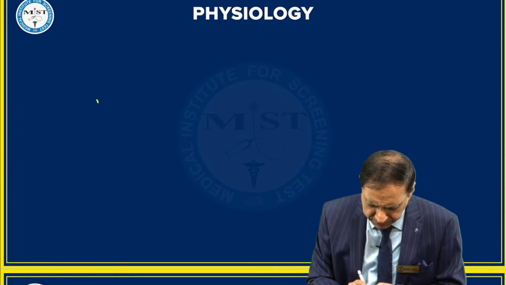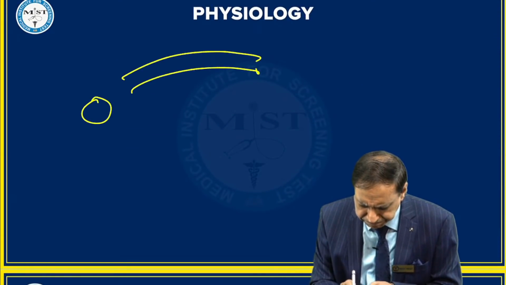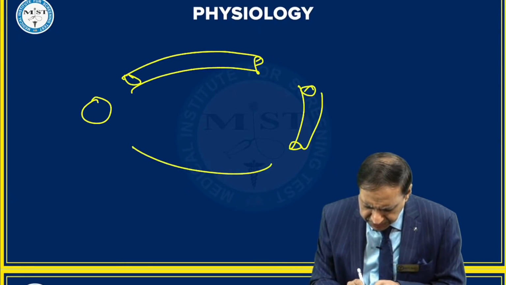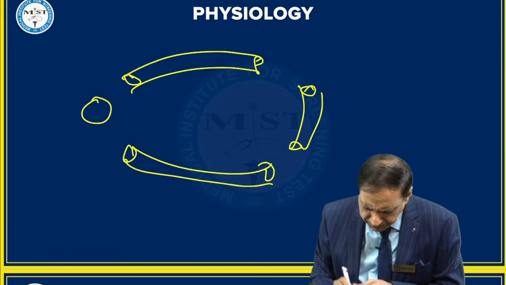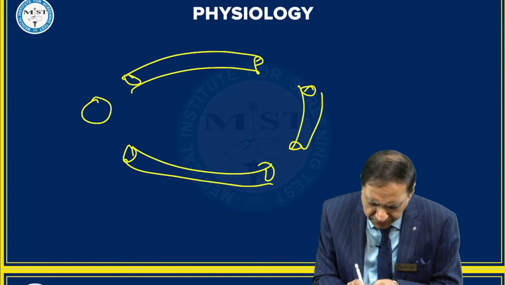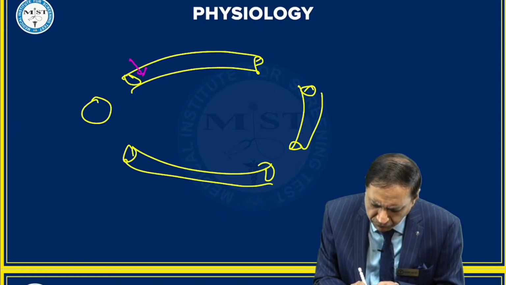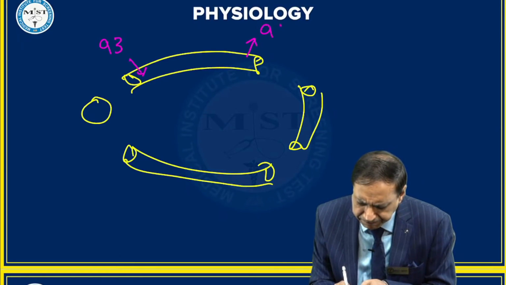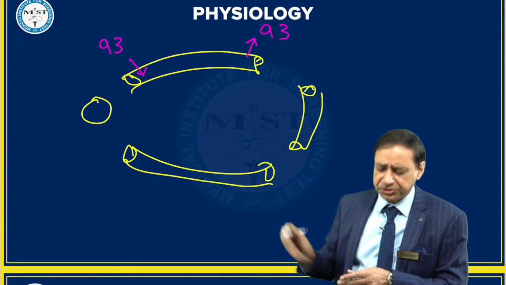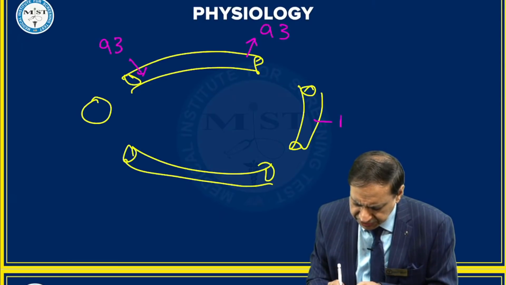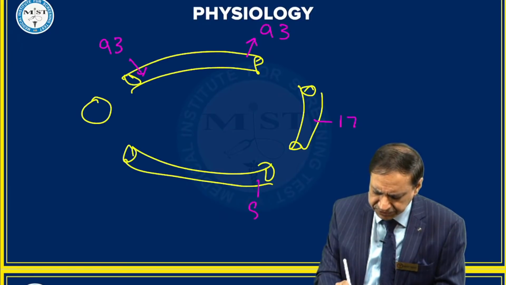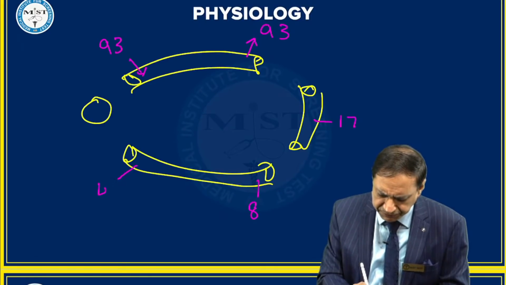Just see this. This is heart. This is artery. This is capillary. And this is vein. If I ask you about the pressure, how much is the pressure here? 120/80. Average you can take it as 93. Pressure in capillary maybe 17 millimeter of mercury. Peripheral vein 8 millimeter of mercury. Central veins maybe 4 millimeter of mercury.